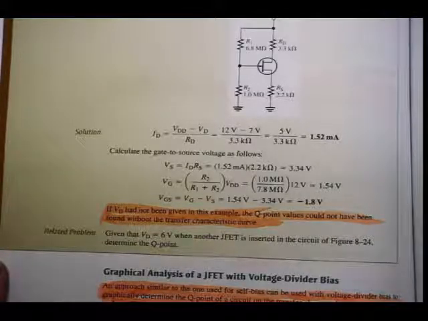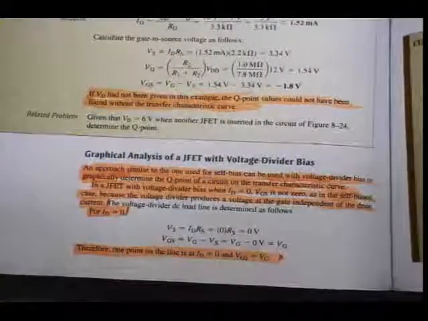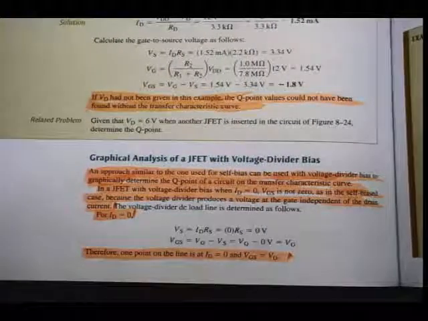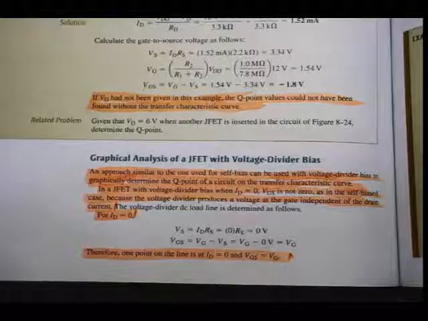Please take note on that example. If VD had not been given in this example, the Q point values could not have been found without the transfer characteristic curve, of course. Alright, also very important, and please pay attention in this section, the graphical analysis of a JFET with voltage divider bias.